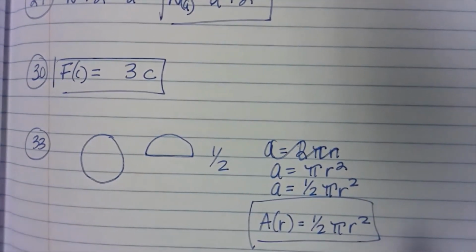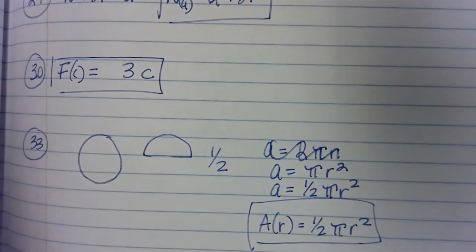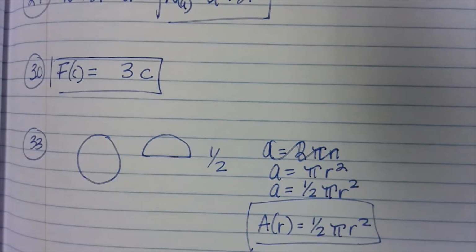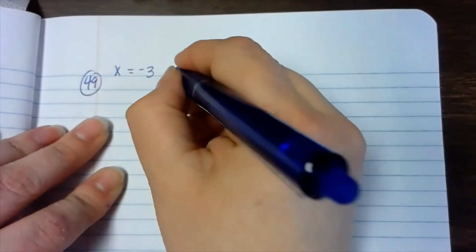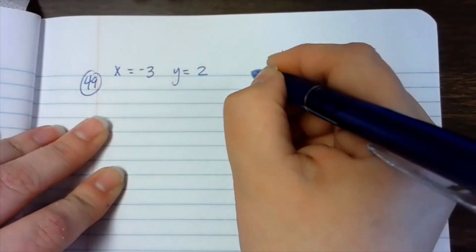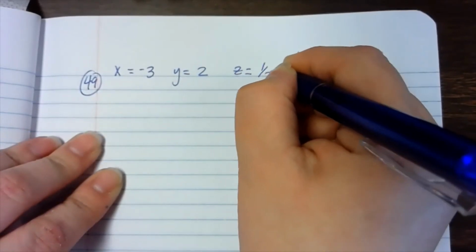Let's look at 49 and 50. Okay, so let's do 49. Now, they're giving you these problems with x is equal to -3. You don't have to write these down in your book. I just like to have them. y is equal to 2 and z is equal to 1/2.